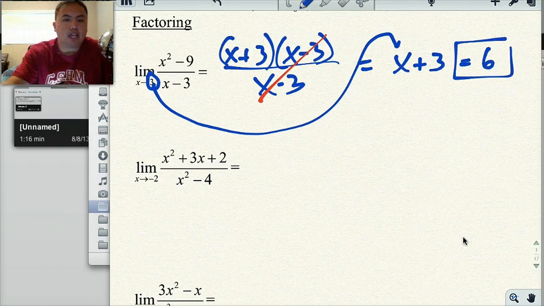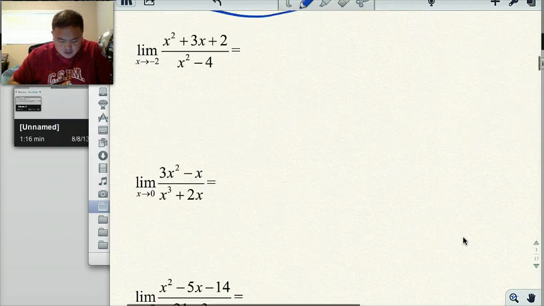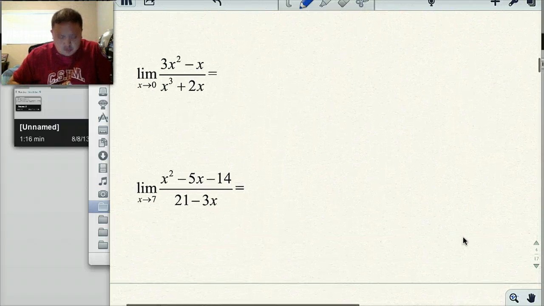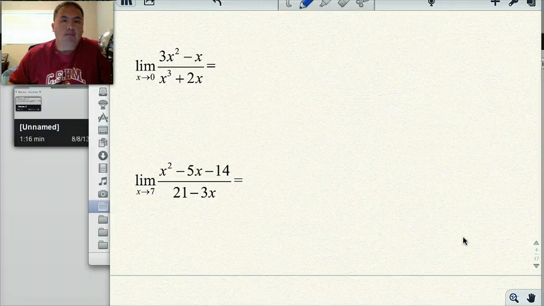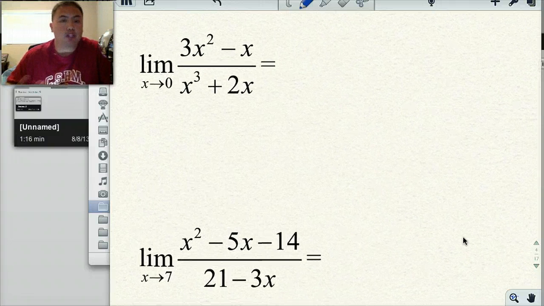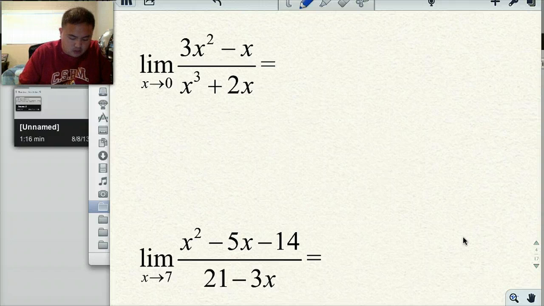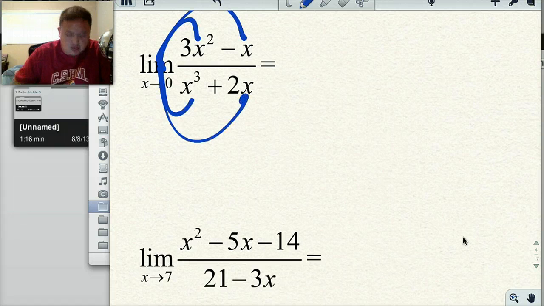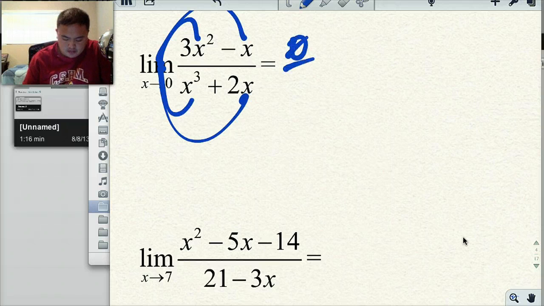So in this particular case, again, factoring, this means if you get a 0 over 0, you need to do something to simplify the problem. Let's jump to these bottom two. First one, it says limit as x goes to 0. You could do this in your head. If I plug in 0 into all of these, 0 here, 0 here, 0 here, and 0 here, I'm going to get 0 minus 0 over 0 plus 0. You should know I'm going to get 0 over 0.